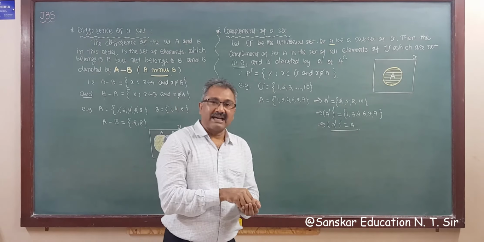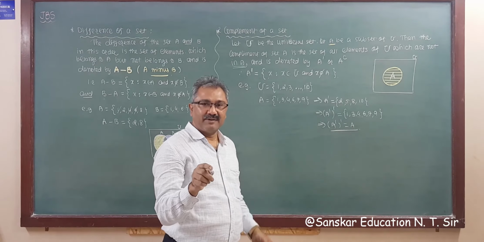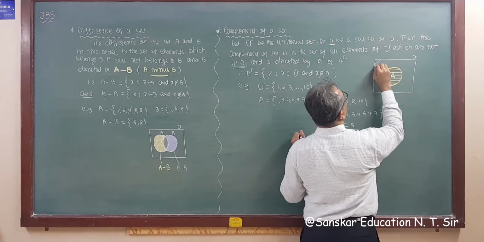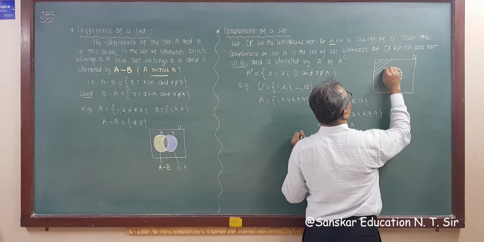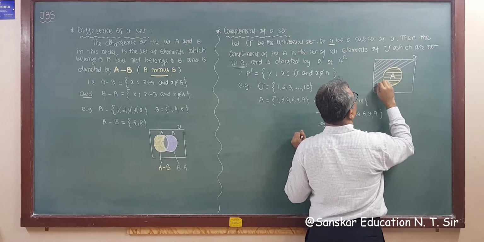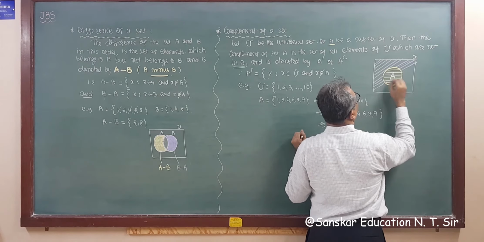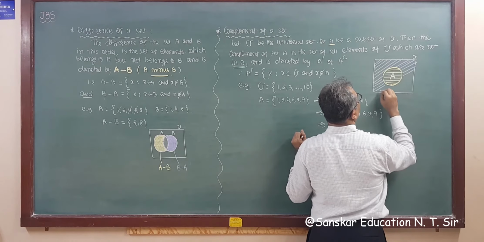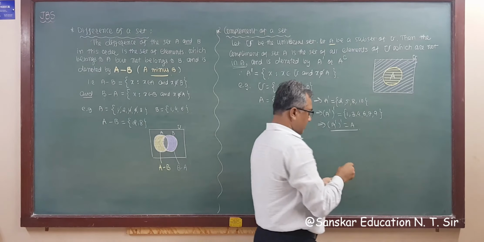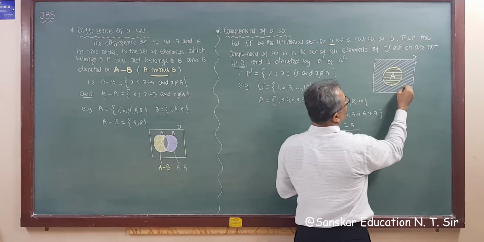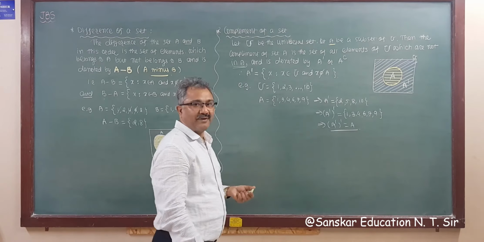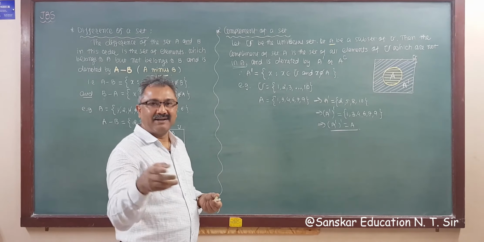Now the set of elements which are in U but not in A. So this lavender part, this portion, right? This portion is denoted by A dash. So this is your A dash, right? This is a Venn diagram for the complement set of A.